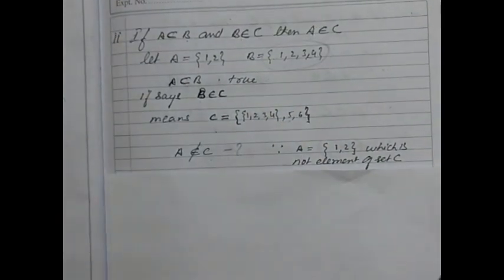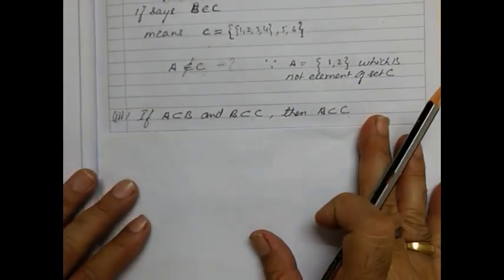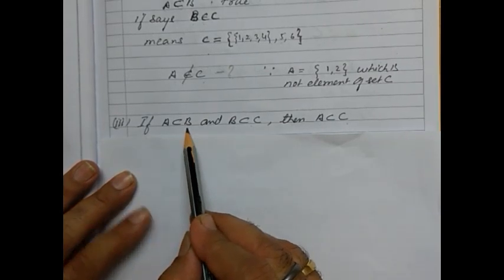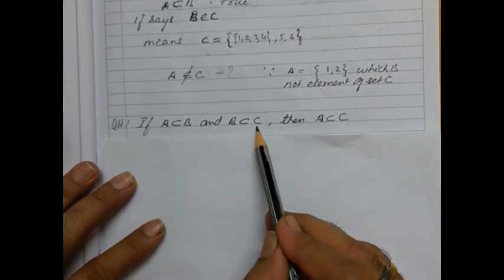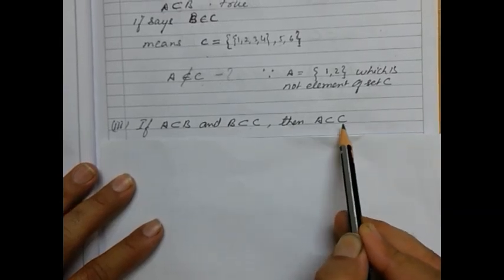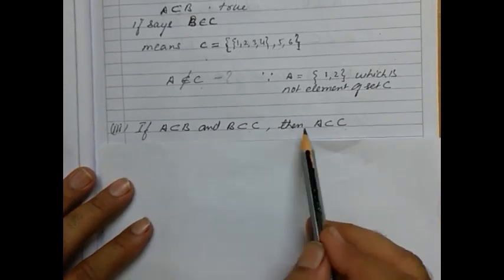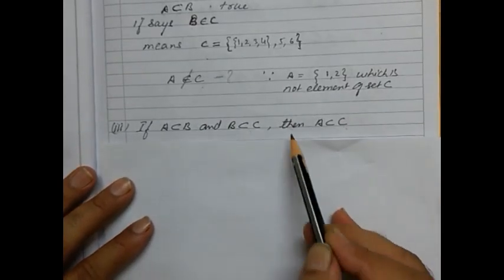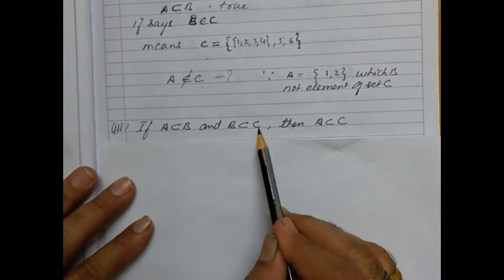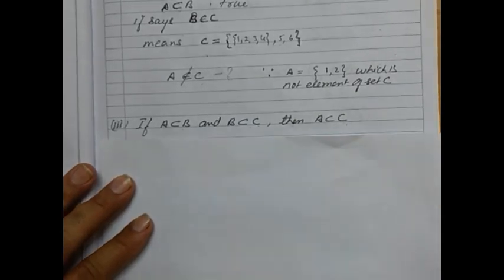Okay. Now we move to the other part, that is your third part. It says if A is a subset of B and B is a subset of C, then we say A is a subset of C. Now whether this will be true or false, if it is true, we need to prove it. If A is a subset of B and B is a subset of C, then we can say A is a subset of C. That's true, so we have to prove it.